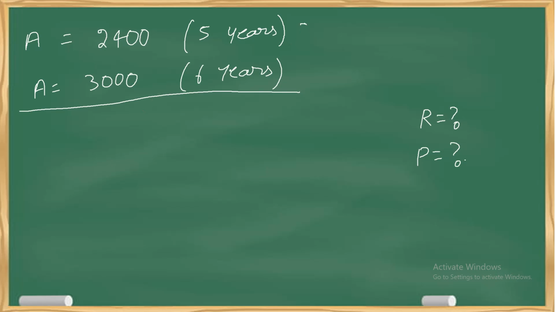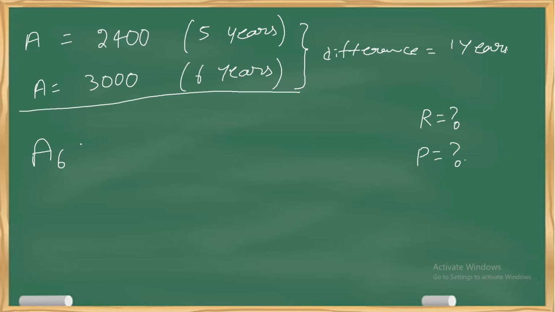The first point here is how to solve this question. See, if the difference between the years of the amounts is 1 year, then there is one way of solving this question. Okay, so what does that mean?